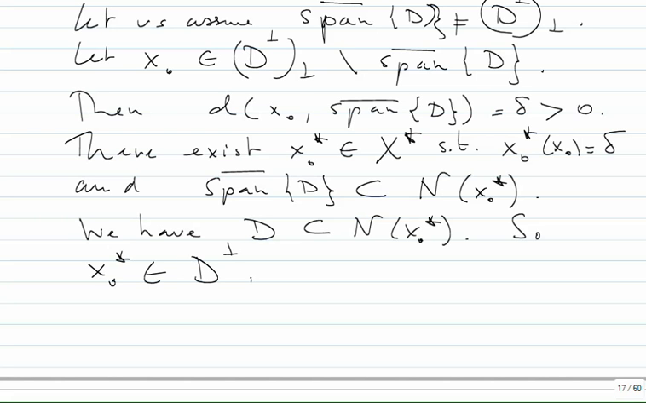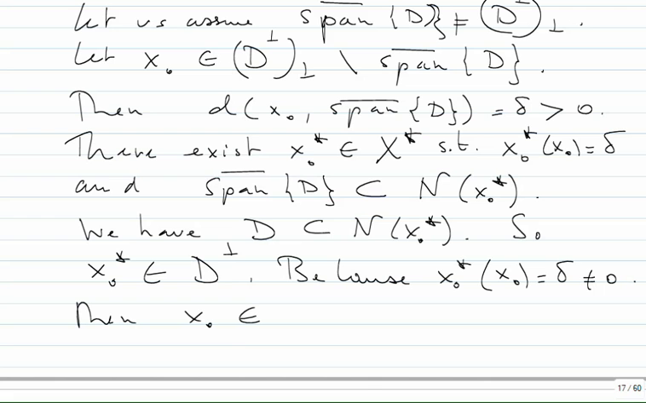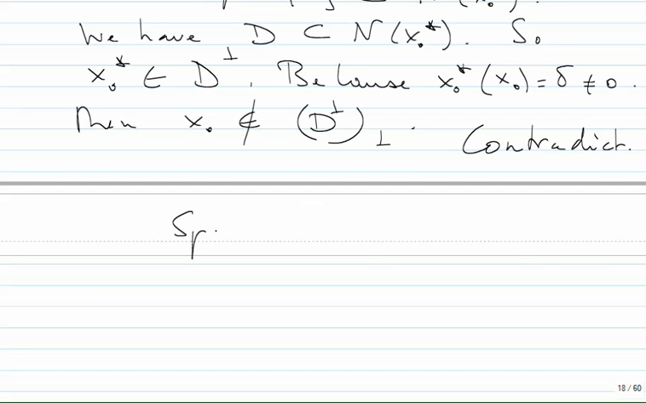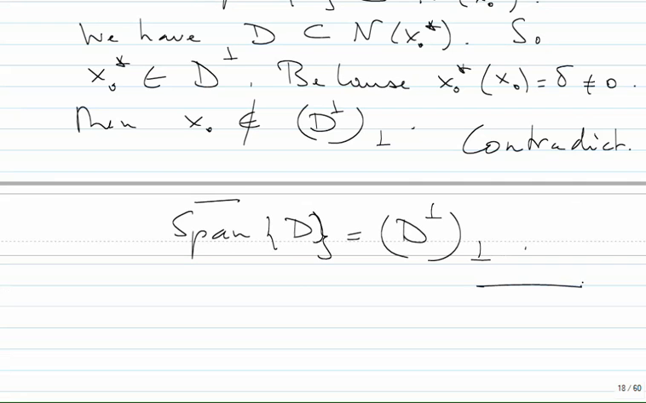But because X0 star of X0 is equal to delta, not equal to 0, then X0 does not belong to the orthogonal, contradiction. So this implies that the span closure of D is equal to D orthogonal. This is a very, very important result that we are going to use when we deal with adjoint and spaces.